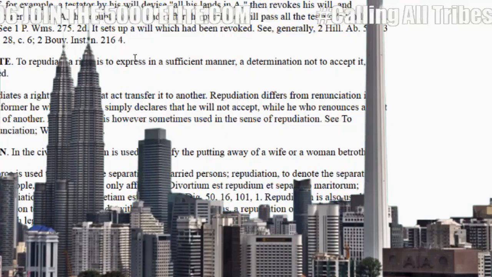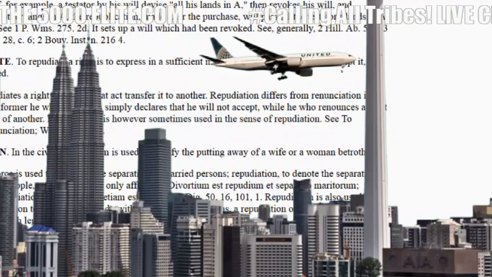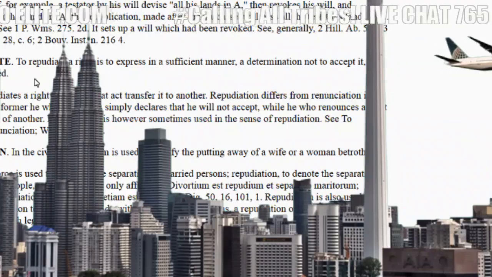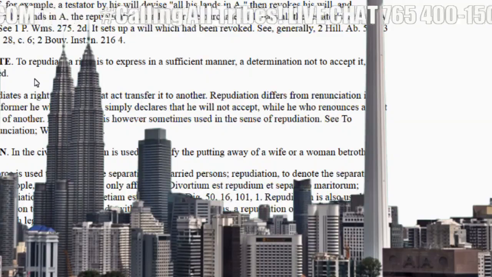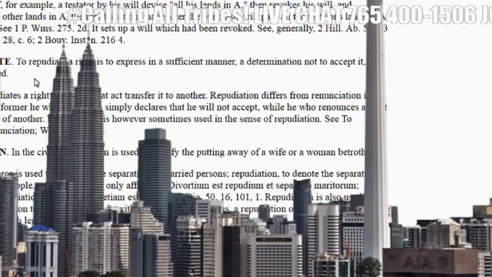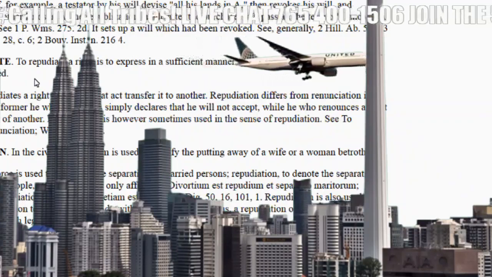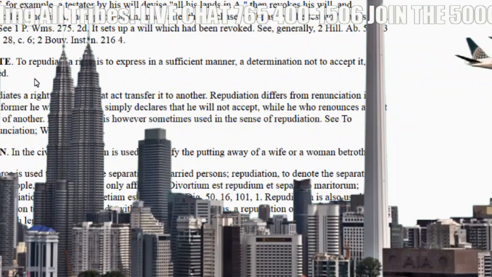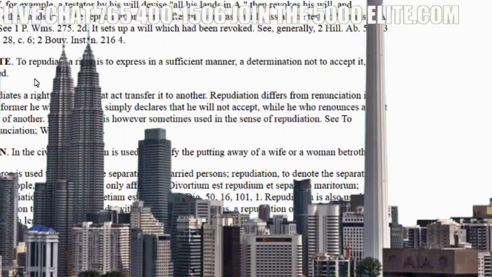But to repudiate a right is to express in sufficient manner a determination not to accept it when it is offered. By repudiation, which is essentially saying, I'm not this, I'm really this. You could call that repudiation by declaration, affidavit, and so on, but you better be correct. Because if you repudiate yourself as a foreigner here, you still are a U.S. citizen. So you didn't do anything.